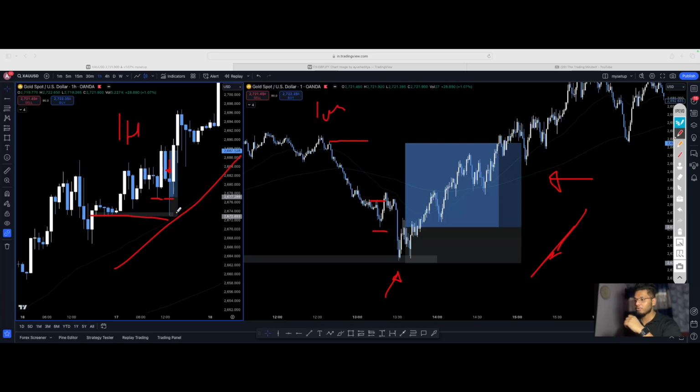So what did I do? I simply went on my 1 minute time frame. I was looking for any bullish behavior pattern showing the bullishness and showing that the buyers have entered the market again after this selling move.